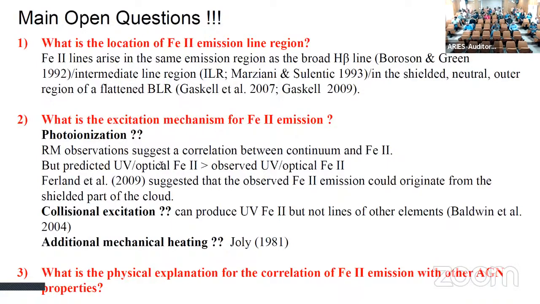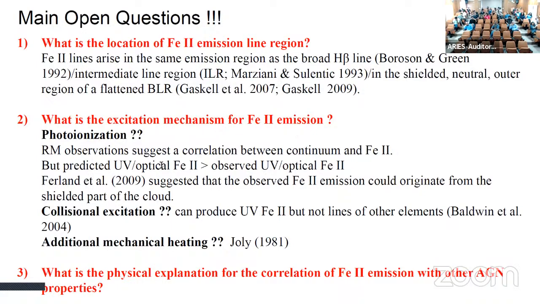So if this is the center part, and you have the cloud here, the radiation is coming in this part. This is called the illuminated side or the bright side of the cloud. But the other side is called the dark side or the shielded side. And you also have the cloud on the other side of the black hole.